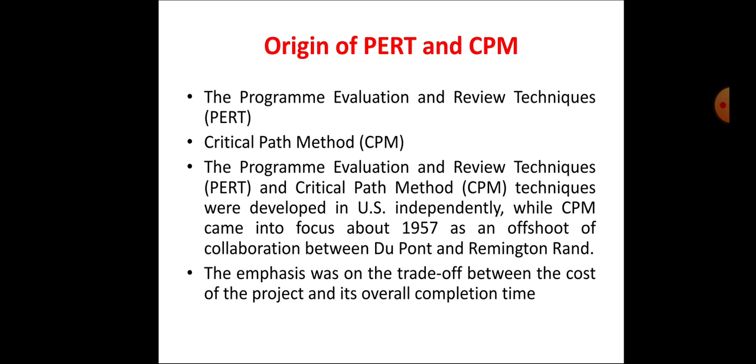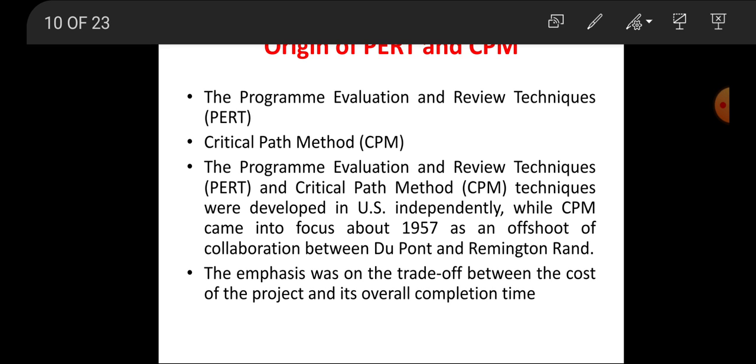The program evaluation and review technique, PERT, and the critical path method, CPM, were developed in the US independently. CPM came into focus about 1957, as a collaboration between Remington Rand and DuPont. The emphasis was the trade-off between the cost of the project and overall completion time.